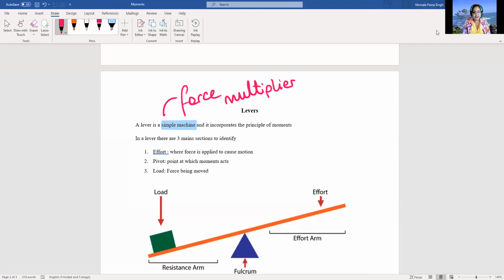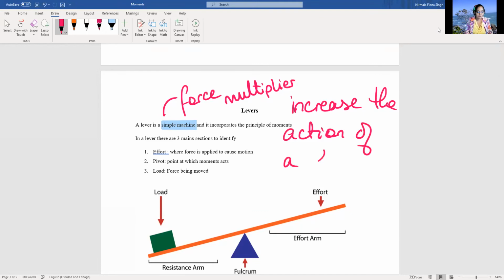So levers are considered to be force multipliers. The English alone is going to tell us. It is a force multiplier. And what does a force multiplier do? It multiplies a force. Plain English, no complicated terms and terminology. A lever is simply meant to increase the action of a force.